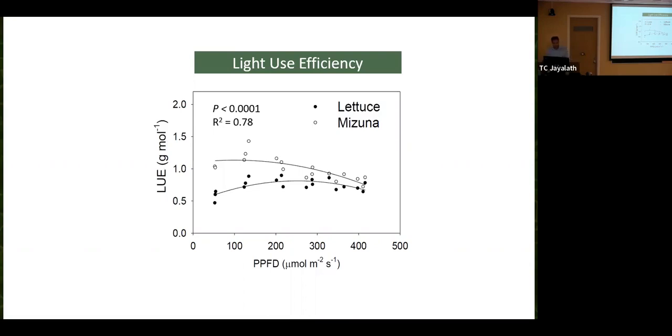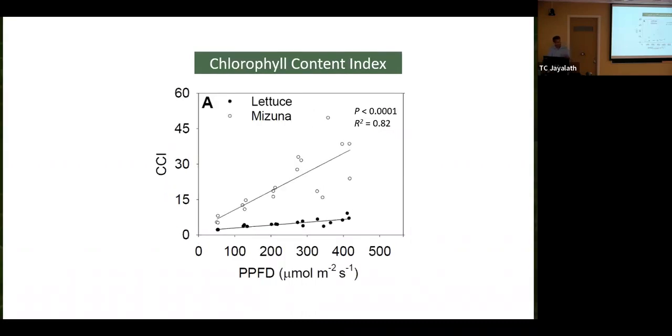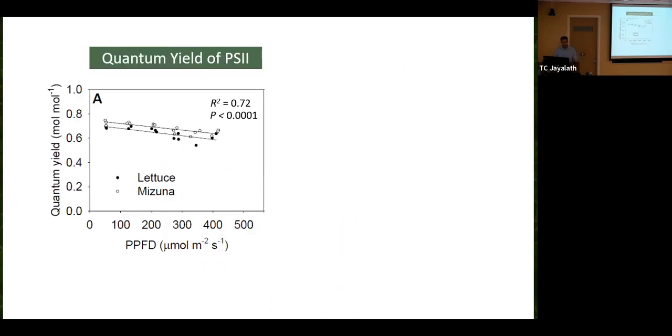So you can see Mizuna has higher light use efficiency at all the light levels compared to lettuce. The reason for this is that Mizuna had higher chlorophyll content per unit leaf area compared to lettuce, so it can absorb more light. And then if you look at the content yield, which is the fraction of light used for photosynthesis, a higher fraction of light is used by Mizuna for photosynthesis compared to lettuce.